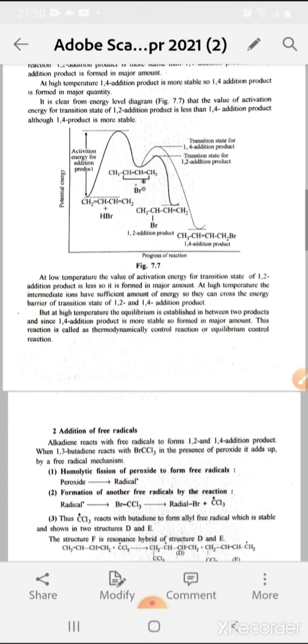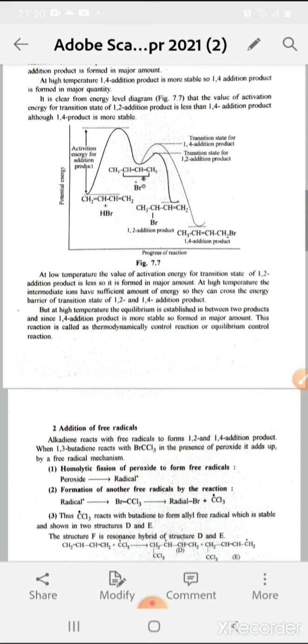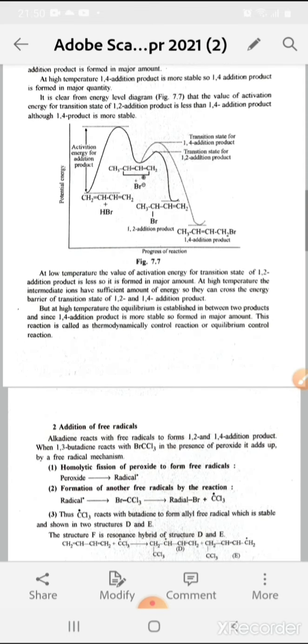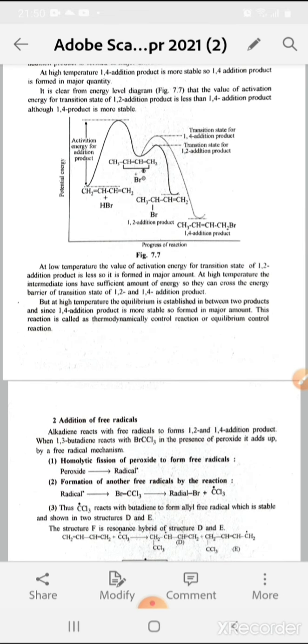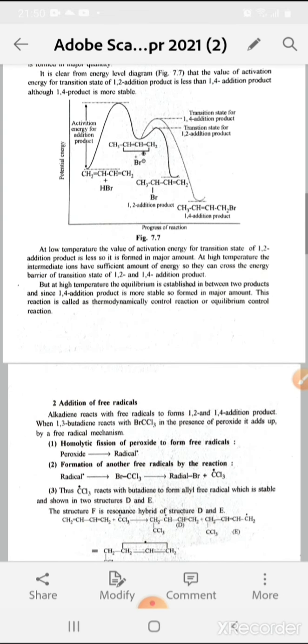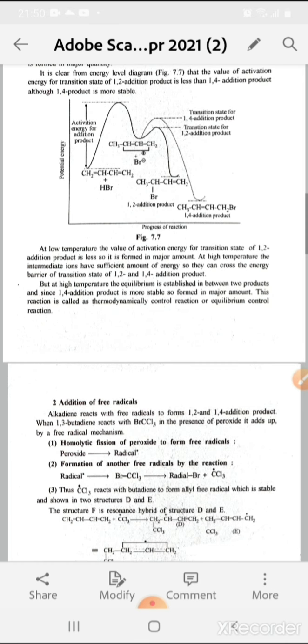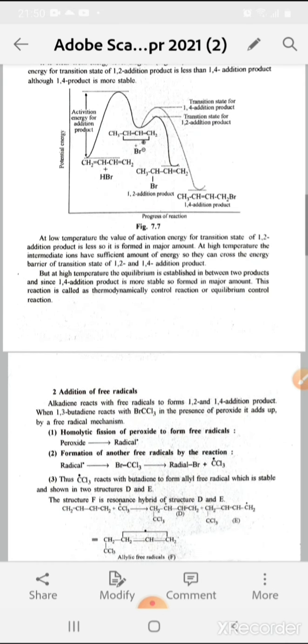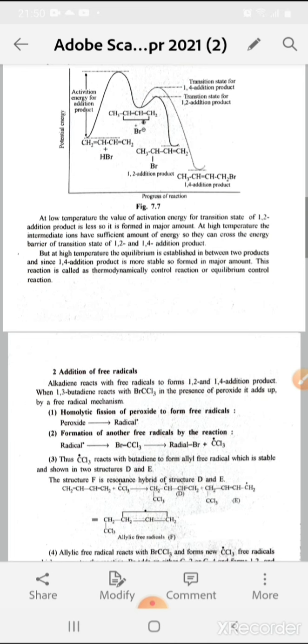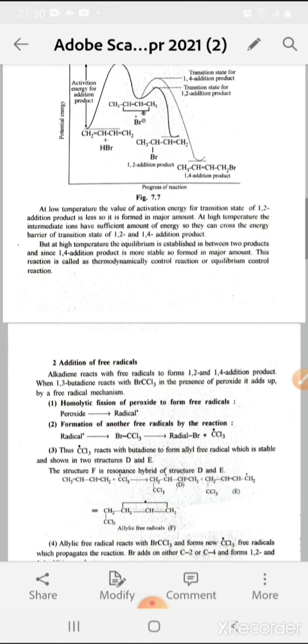So at low temperature, the value of activation energy for transition of 1,2 addition product is less, so it is formed in major amount. At high temperature, the intermediate ions have sufficient amount of energy so that they can cross the energy barrier of transition state of 1,2 and 1,4 addition product.